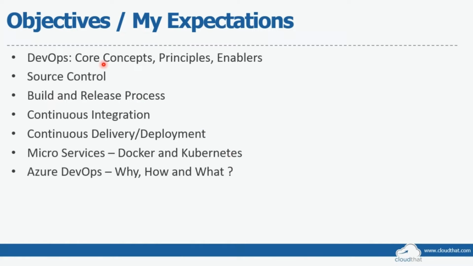So we'll start with something called source control. Then what is a build and release process? How we can automate these processes using continuous integration. This is another buzzword like CI/CD. Everywhere you will see pipelines, continuous integration, continuous delivery. What exactly does that mean? Now we will talk a little bit about what is continuous delivery and what is the difference between continuous delivery and continuous deployment.